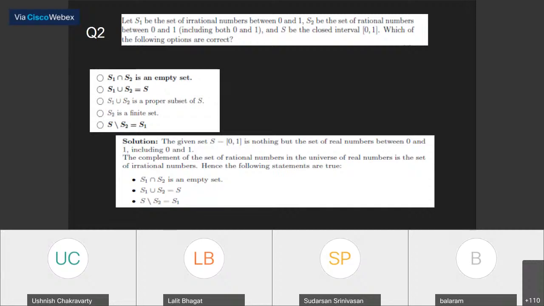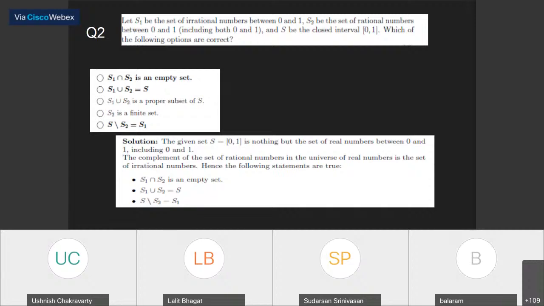Then when you take the union of both S1 and S2, it comes out to be S. So that means they are nothing but a complement of each other, these two sets. So S minus S2 will be S1 and similarly the other way around. And for the proper subset, we just answered that for a set to be a proper subset of another, it has to be well contained inside the other set.